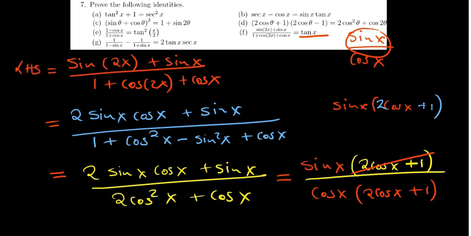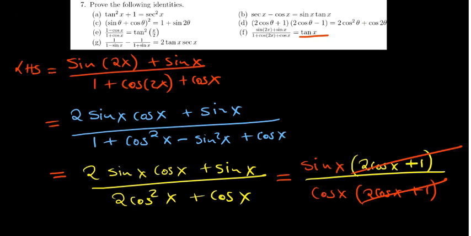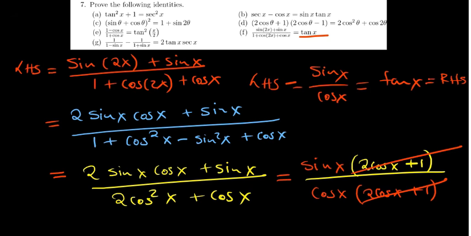So this part will just divide, and then we eventually remain with sine of x over cosine of x, which is now equal to tan of x. So this is equal to the left hand side, which is now equal to the right hand side. So that ends the proof. Not very bad, right?